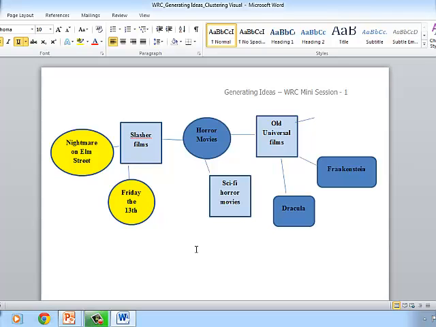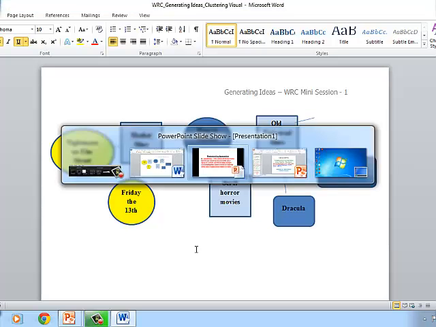On the other side of the page, old Universal films, I started to come up with examples as well. And so you'll see radials coming out from that square, noting Dracula and Frankenstein. So this is, if you are visual and you like to draw, clustering might actually be a useful strategy.